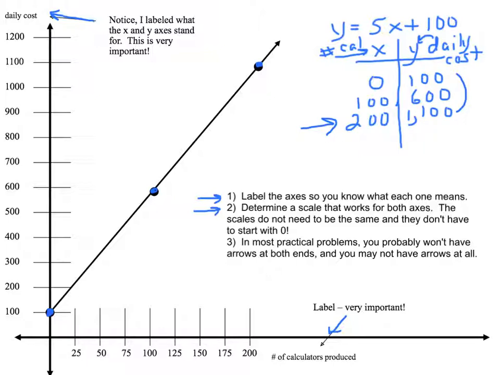And that leads to the third point. In most practical problems, you won't have arrows at both ends, and you may not have arrows at all. It does not make any sense to have an arrow at this end. Having an arrow at that end would indicate that I would be making a negative number of calculators. And in this problem, that just does not make any sense whatsoever.